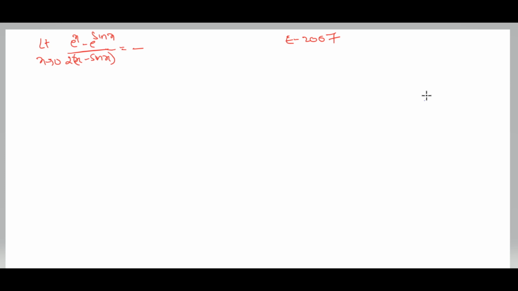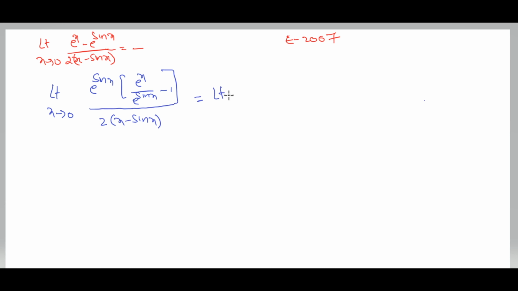Friends, this problem is from MSET 2007. Here is given limit x tends to 0, (e power x minus e power sin x) by (2 into (x minus sin x)). This is equal to limit x tends to 0. Take e power sin x common in the numerator, e power sin x into (e power x by e to the power of sin x minus 1) by 2 into (x minus sin x).